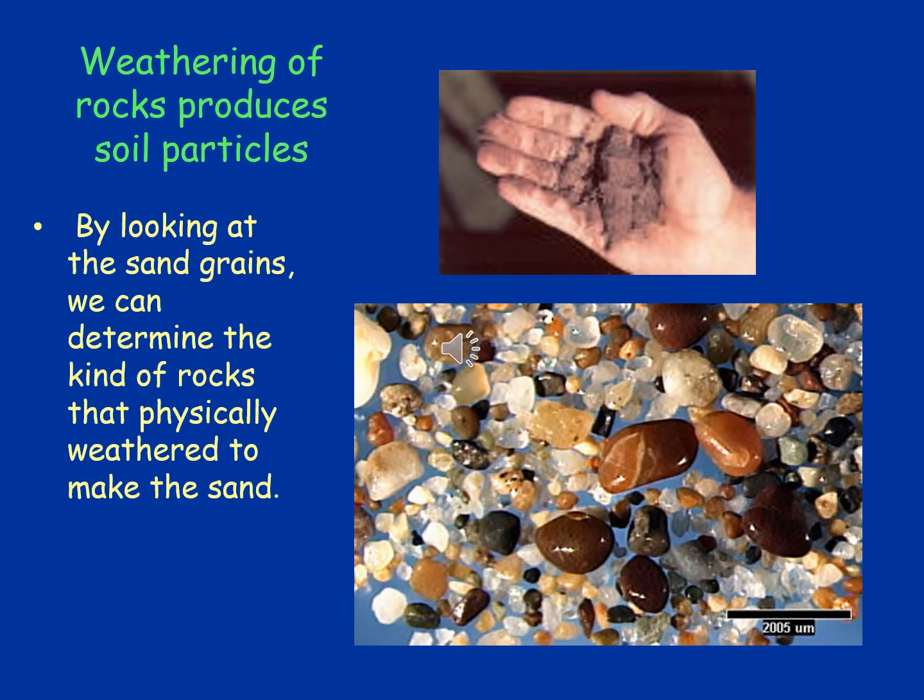By looking at sand grains, you can determine the kind of rocks that physically weathered to make the sand. You can look closely at them and derive and understand their origins. And the weathering of rocks produces soil particles. I've said that in a number of ways so far in this lecture, but just to give you an idea, the weathering is breaking down the rocks into smaller particles, some of which become part of the media or part of the soil, which can support plants well.